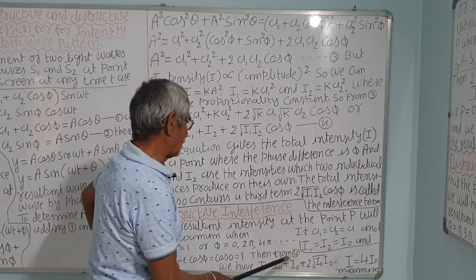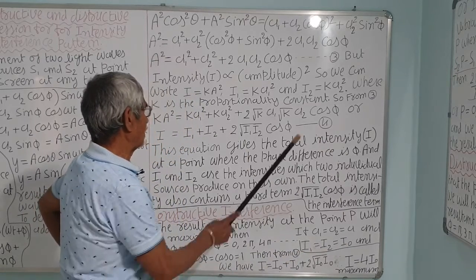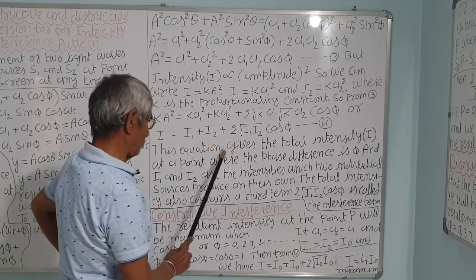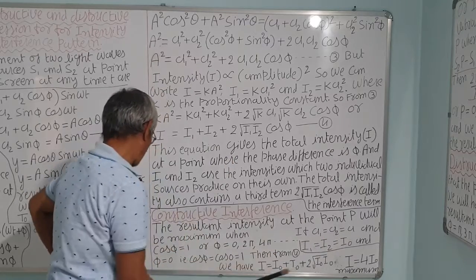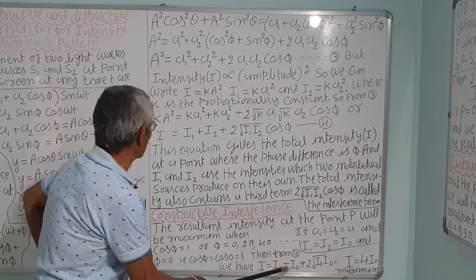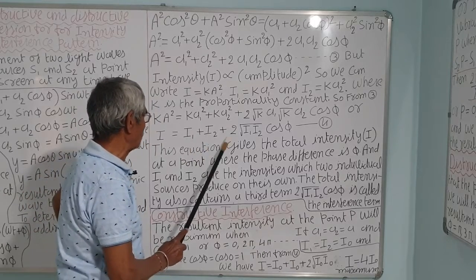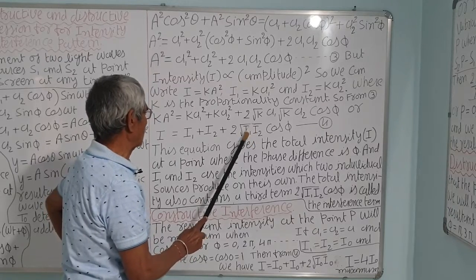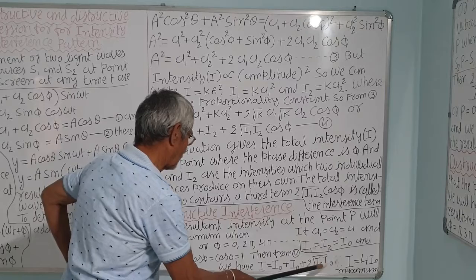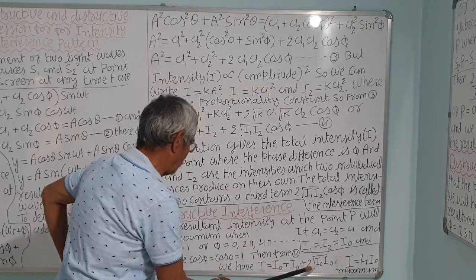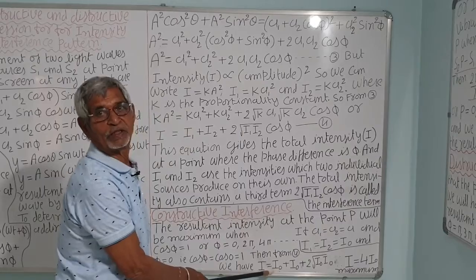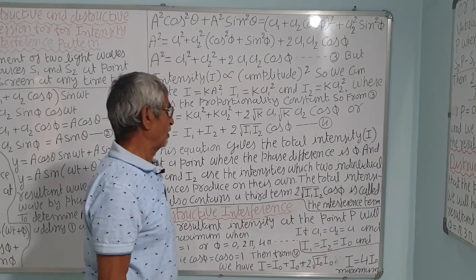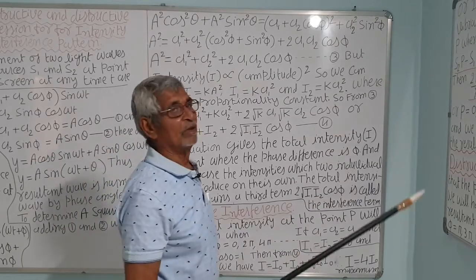Then from equation 4, with I1 equal to I2 equal to I0, I is equal to I0 plus I0 plus 2 root I1 I2, that is 2 I0. So 2 I0 plus I0 plus I0 gives 4 I0, the maximum intensity, correct? It is not double.